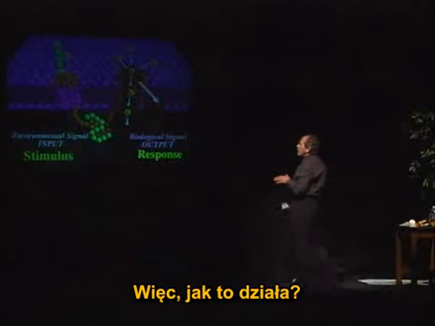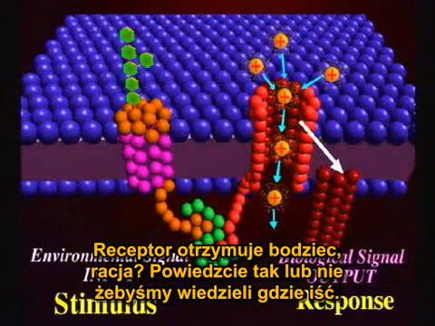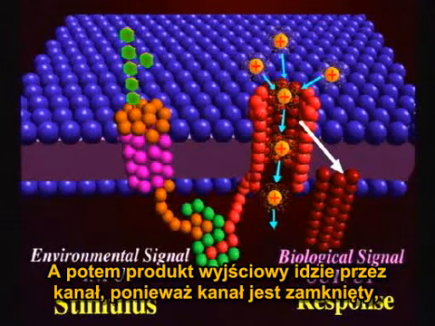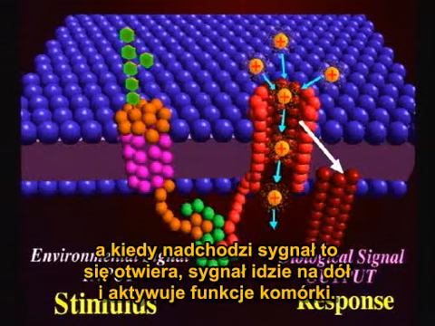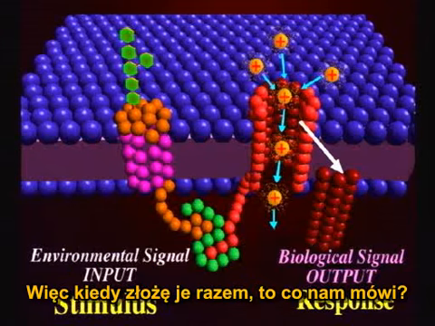So how does it work? Well, the receptor picks up a stimulus, right? Say yeah or no. So we go like, yeah. Okay, yeah. And then the output goes through the channel because the channel is closed, and when the signal comes, the channel opens, and then the signal goes down and activates the functions of the cell. So the stimulus is received by the receptor, and the response is produced by the channel or the effector. So when I put that together, what does it mean?